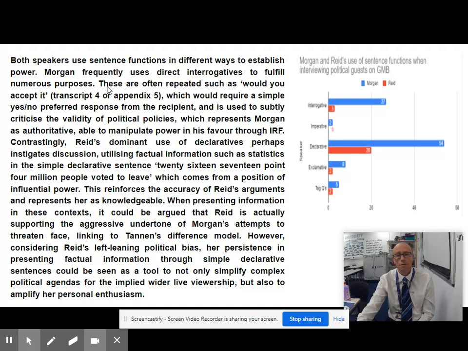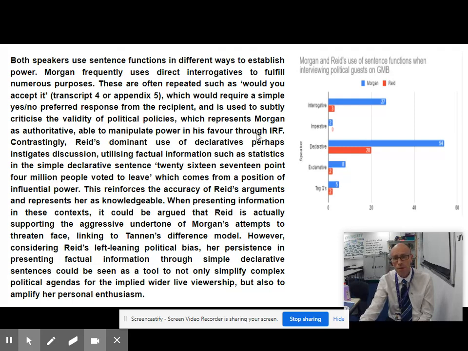I won't read all of the paragraph, but I'll just read the beginning of it. So both speakers use sentence functions in different ways to establish power. We've got a really nice topic sentence there, which tells me, the reader, oh, this is about sentence functions. Morgan frequently uses direct interrogatives to fulfill numerous purposes. These are often repeated, such as, would you accept it? Which would require a simple yes or no preferred response from the recipient, and is used to subtly criticise the validity of political parties, which represents Morgan as authoritative, able to manipulate power in his favour through IRF, which means initiation, response, feedback, which is a bit of research done by two theorists called Sinclair and Coulthard.